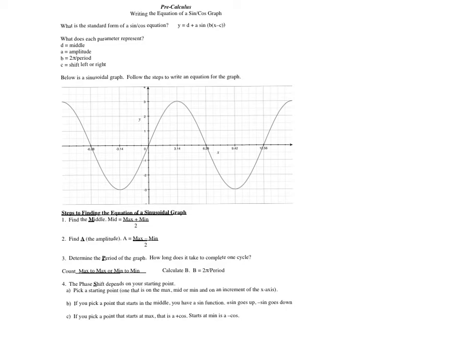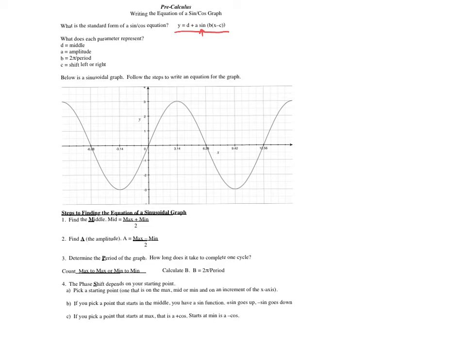First of all, the first thing I want to do is talk about just the standard form of the equation. So here we have y equals d plus a times sine, and then b times x minus c. Now, this could be sine or cosine. Everything is the same for both of those. It just depends on where the graph starts. And I'll explain what I mean by that in just a second here.